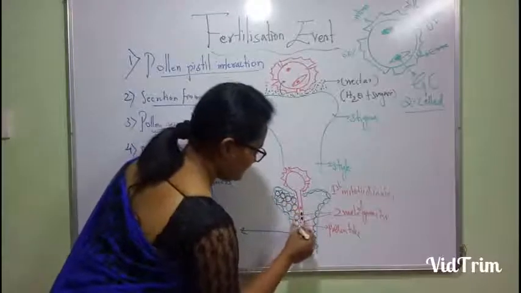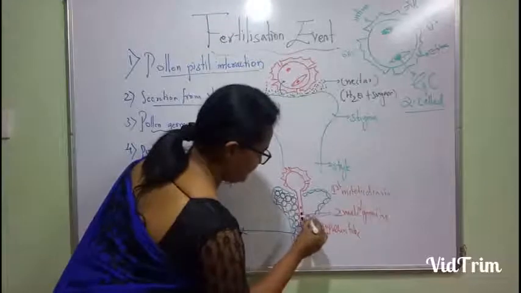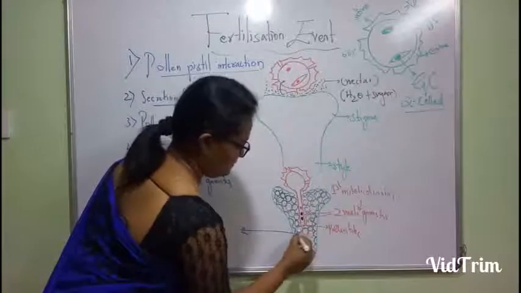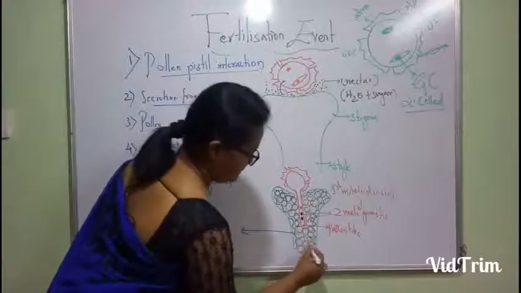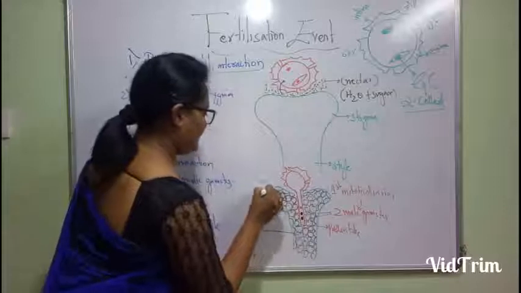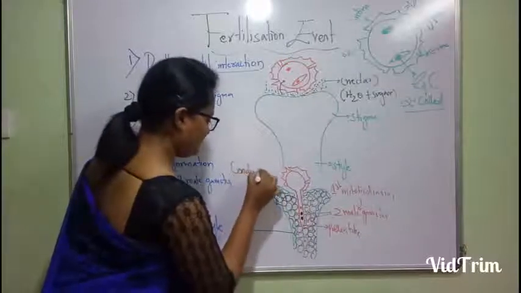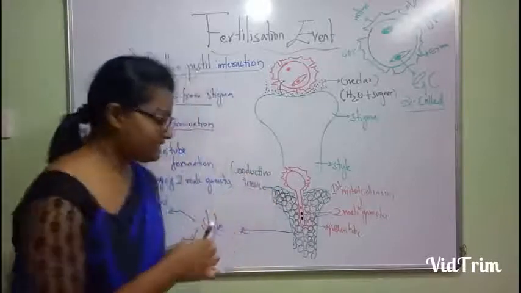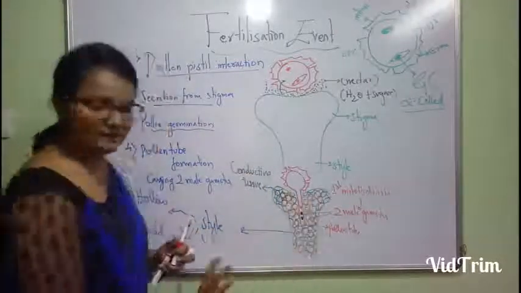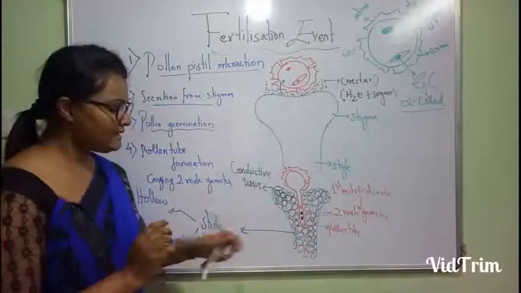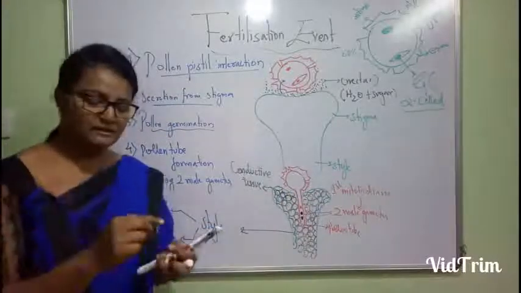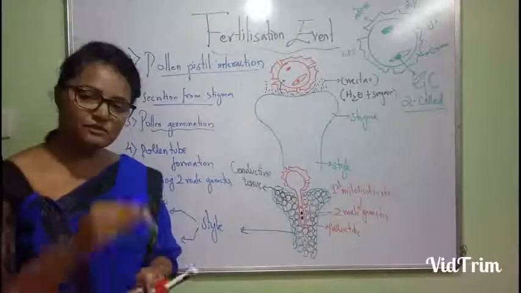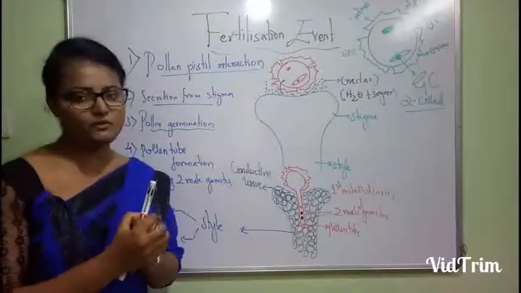A lot of cells, and these cells are called conductive tissue together. So if the style is solid, it will look like this. What happens is the pollen tube, which contains a tube nucleus and two male gametes, needs to travel within this tight conductive tissue.